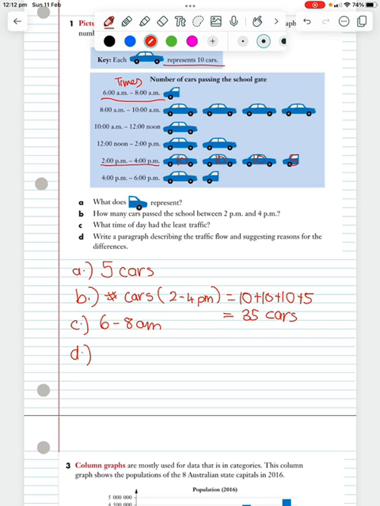Finally, write a paragraph describing the traffic flow and suggesting reasons for the differences. I'm not going to write it out, but I would expect something along the lines of the busiest times of the day are 8 to 10 a.m. and 2 to 4 p.m. This is most likely because this is school drop-off and pick-up time, whereas the 6 a.m. to 8 a.m. is the quieter time of day, and this might have something to do with people still getting up and getting ready.